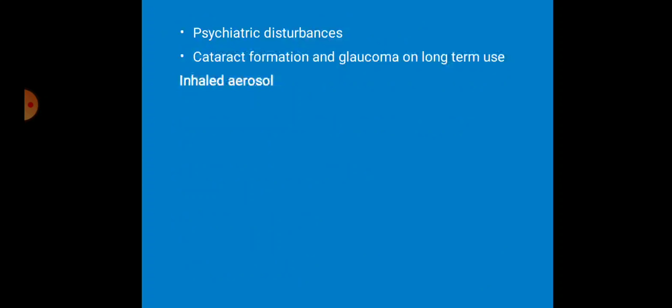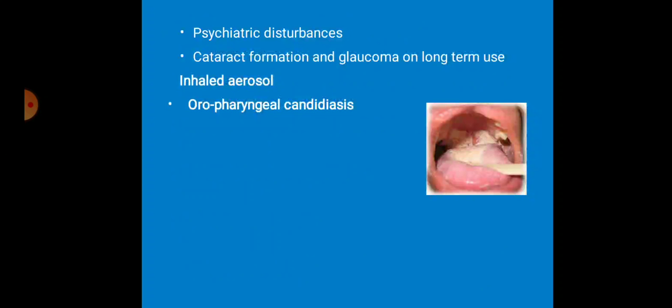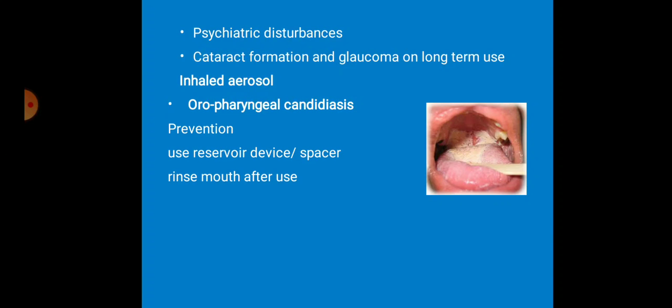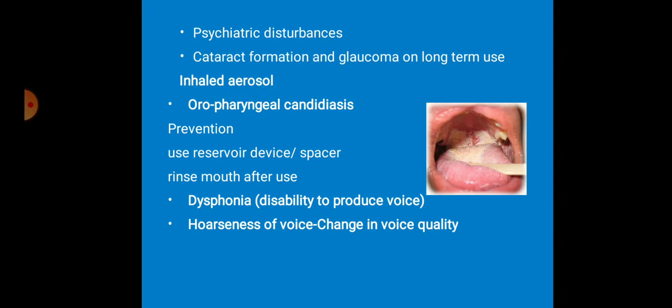On inhalation, what are the side effects? All the above side effects are not observed when the drug is inhaled, but the main side effect is oropharyngeal candidiasis due to suppression of immunity, and it can be easily prevented by using a reservoir device or a spacer while inhaling, or the best way is to rinse the mouth after each inhalation. The second side effect on inhalation is dysphonia, that is disability to produce voice, hoarseness of voice, and changes in voice quality.